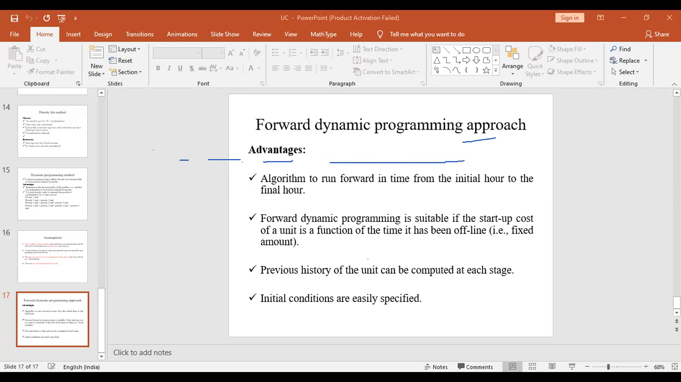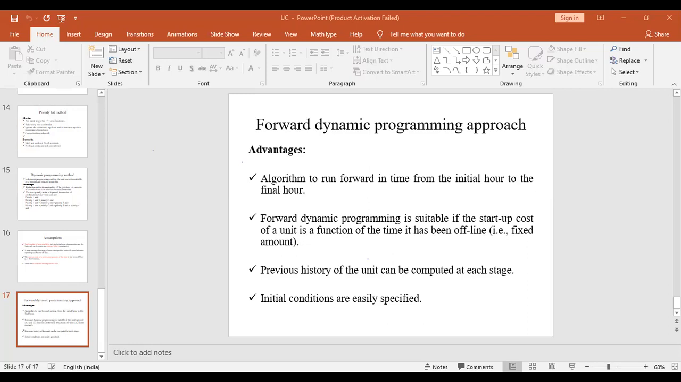This load factor can be calculated by a simple formula: the actual number of units generated divided by the maximum load times the total number of operating hours. From this question, it is very clear that the maximum load connected to the system is 2000 kilowatt. The numerator represents the actual number of units generated.